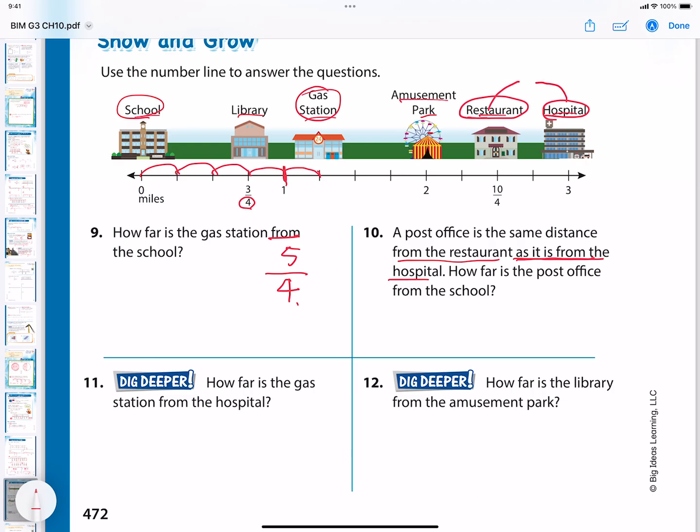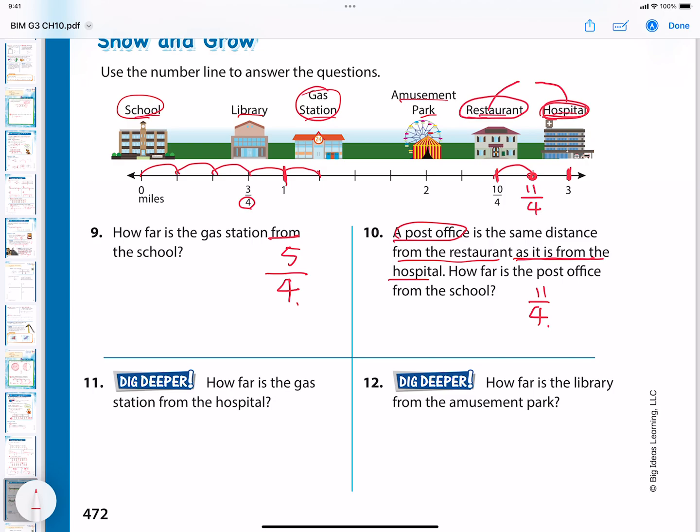From the hospital, it has to have the same distance. So from the restaurant to the post office, and from the hospital to the post office has to be the same distance. It has to be in between, which means one more from 10/4, which is 11/4. Okay? All right, so you need to understand this word problem correctly.